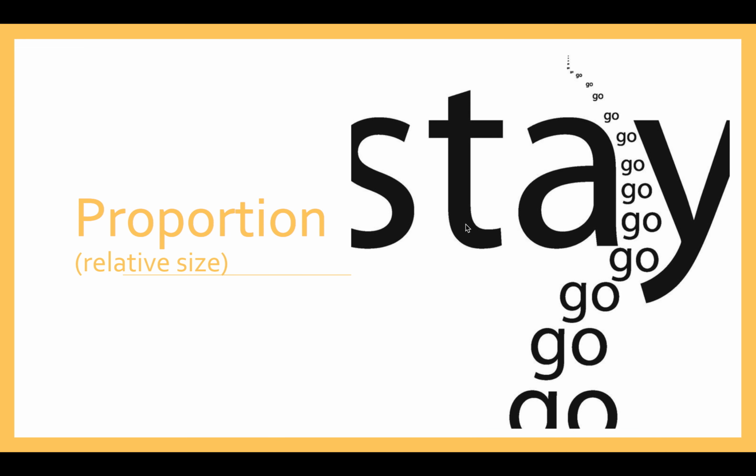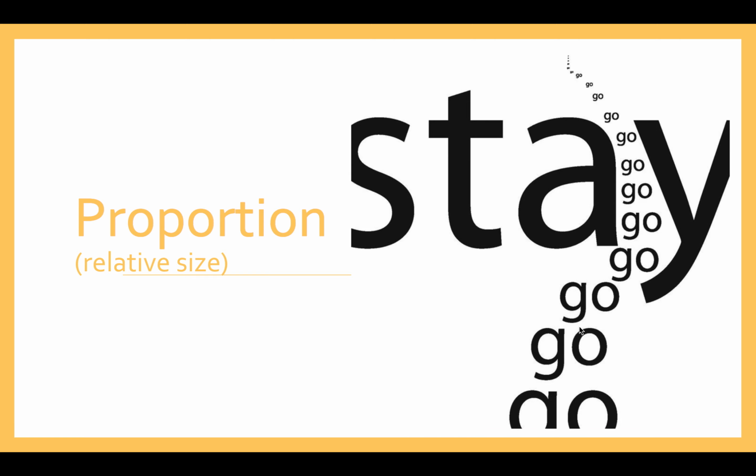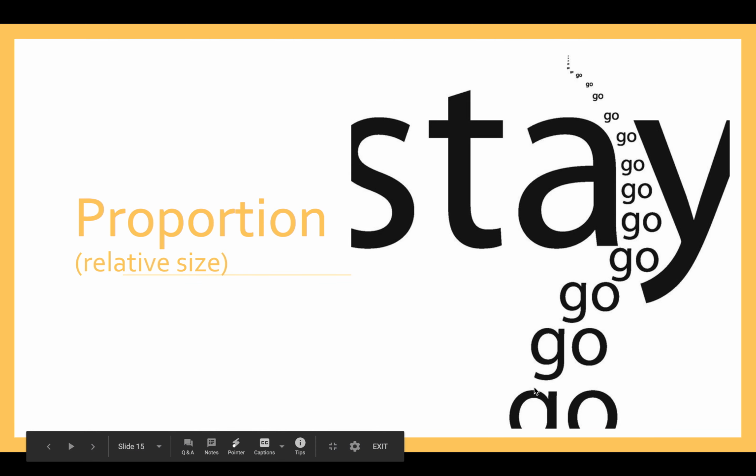Proportion. Proportion is just relative size. If there's something big and something small, and they're close together, then that's saying something. You can make a lot of arguments about what this image is doing. This is almost just text, but it's breaking the conventions of text, and it's more of an image than just text. So you could argue about the size of "stay" as opposed to the repetition and movement fading away of "go." There's lots that could be said there that would be kind of fun.